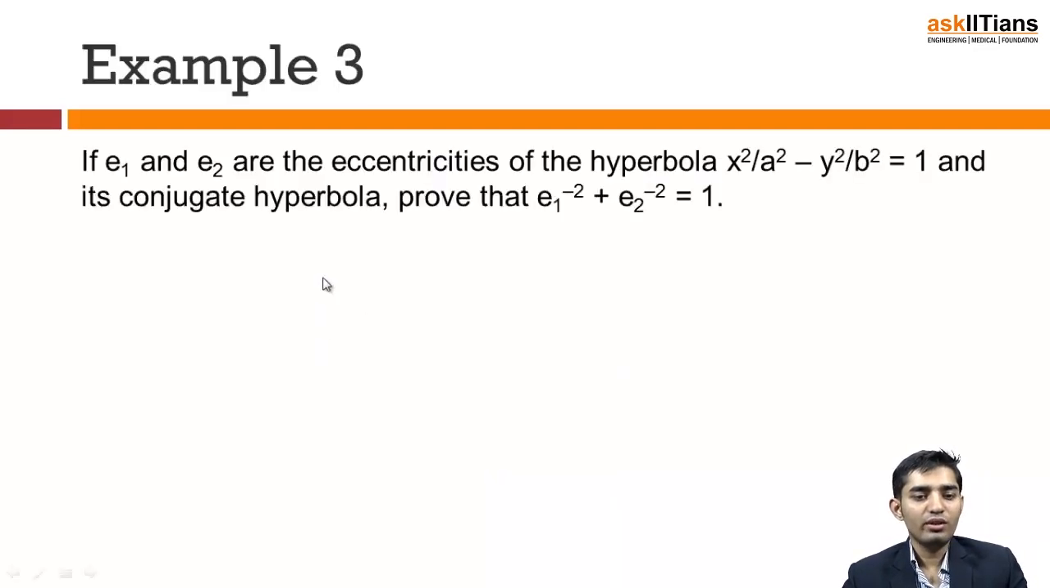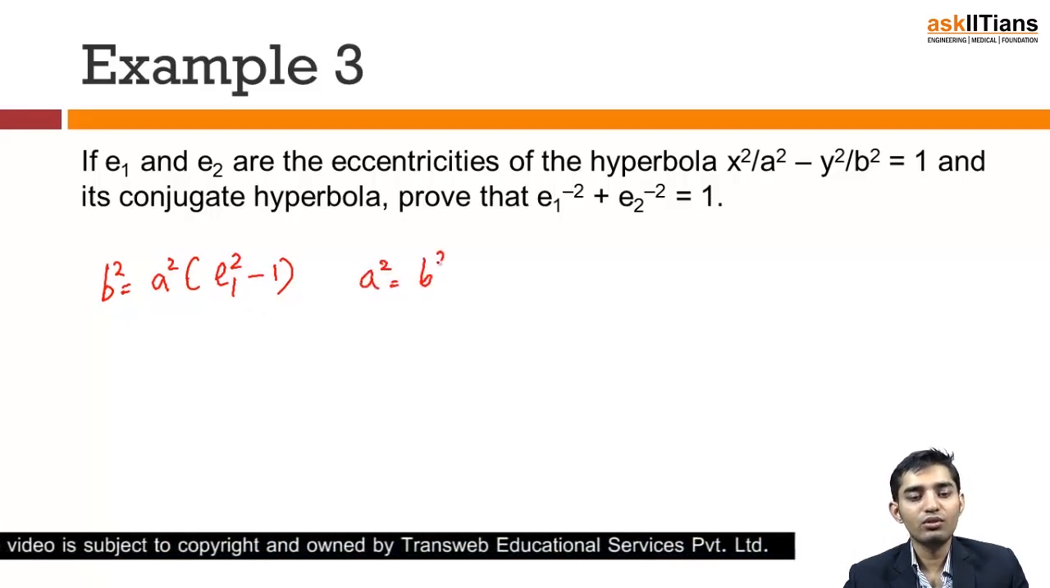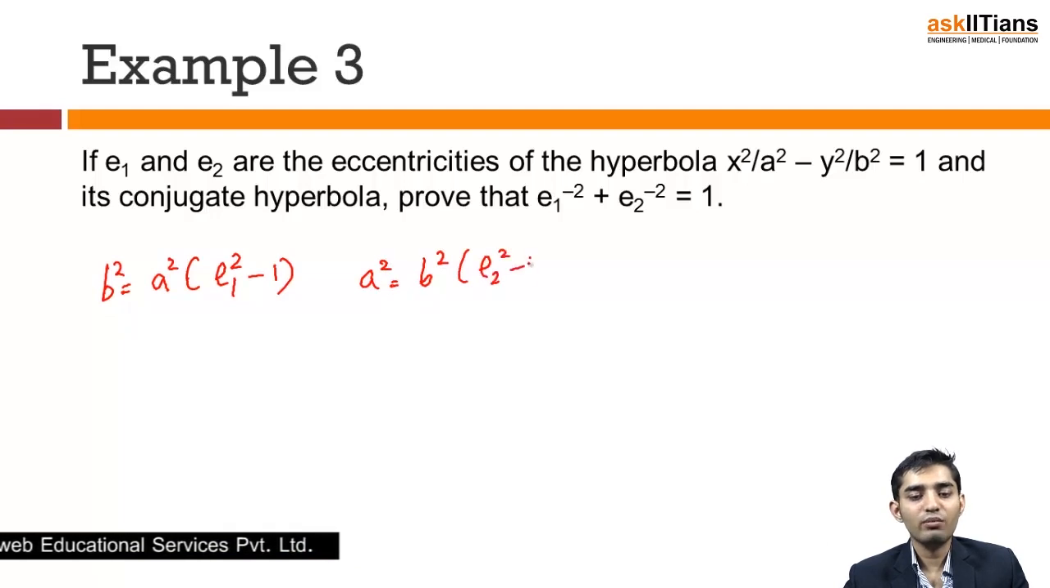Now let us see one more example. If E1 and E2 are the eccentricities of a hyperbola and its conjugate, right? So E1 is the eccentricity of this hyperbola and E2 is the eccentricity of the conjugate hyperbola. Then we have to prove that E1⁻² + E2⁻² will be 1, right? What will be the relation in case of the hyperbola? In case of the hyperbola, I will have this relation b² = a²(E1² - 1). And in case of the conjugate hyperbola, I will swap a and b, right? So basically, I will have a² = b²(E2² - 1), right?